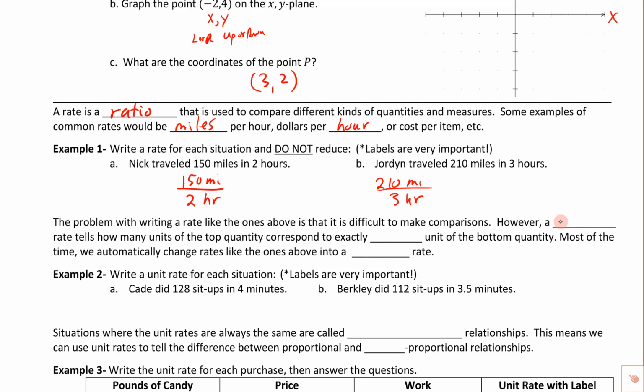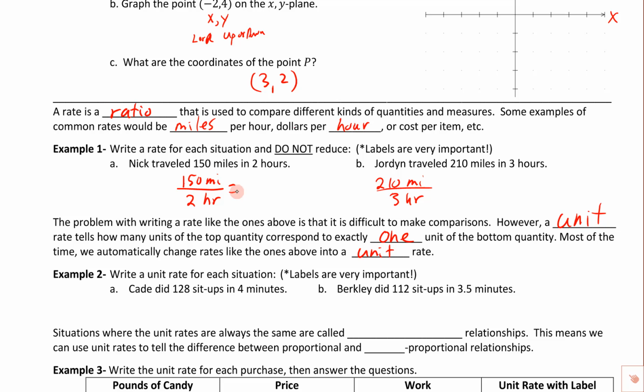Now, that brings up what we call a unit rate. So a unit rate tells us how many units of the top quantity corresponds to exactly 1 unit in the bottom quantity. So the thing that makes these difficult to compare up here in the first example is this is a distance compared to 2 hours, and this is a distance compared to 3 hours. So most of the time we almost automatically change rates like these into a unit rate. So let's take these and make them into a unit rate.